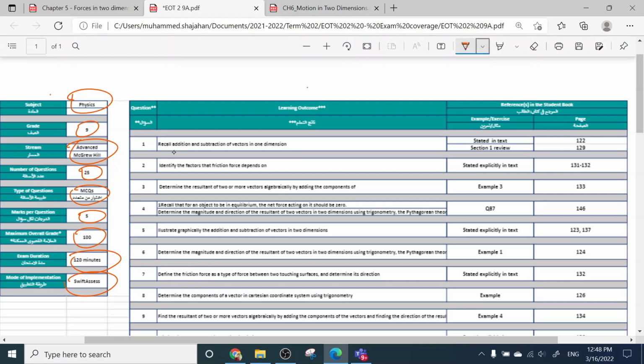So here, question number 1: recall addition and subtraction of vectors in one dimension. To learn that, you can read page number 122 of the textbook, and there is a section review on page number 129, and you can practice that page number 129.